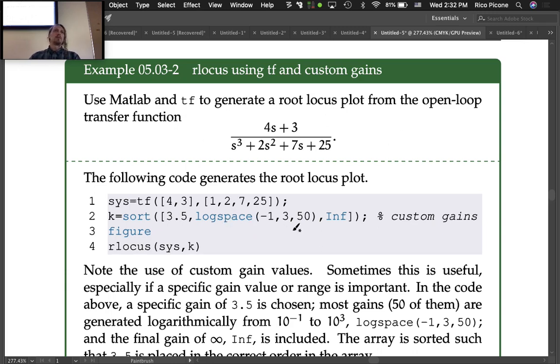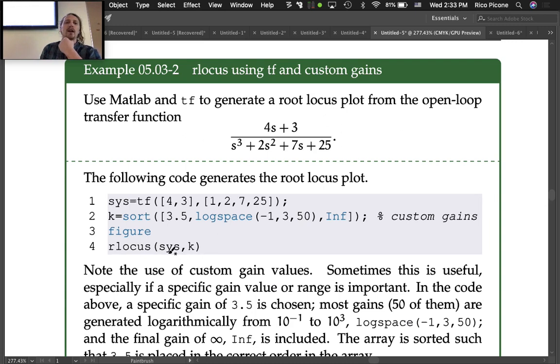Log space is pretty important when you're doing these root locus plots because logarithmically spaced gains tend to get you further down. So if you do a linear space out to 10,000, it's going to look a little bit funny. If you go out to 10,000 using a log space, it'll usually look a lot smoother. And then I also included infinity, which you can include in your gains, which should take you all the way to the open loop zeros or zeros at infinity. And if you do sort, that will help it not look crazy. Great.